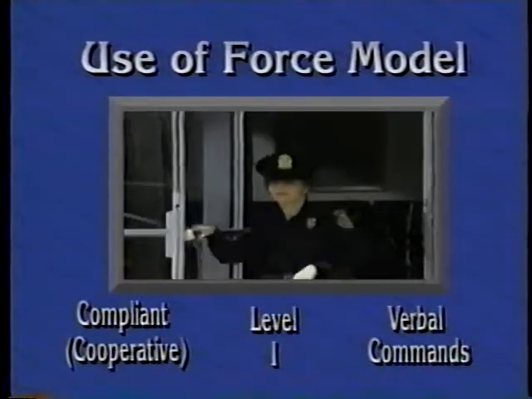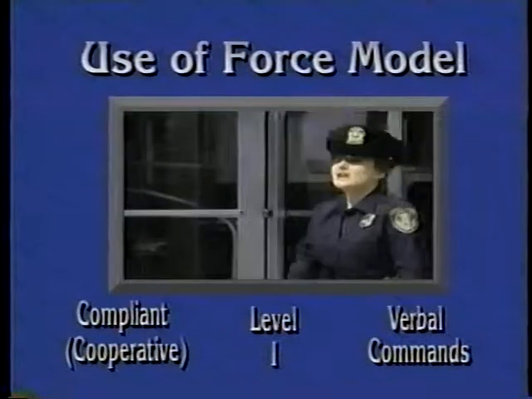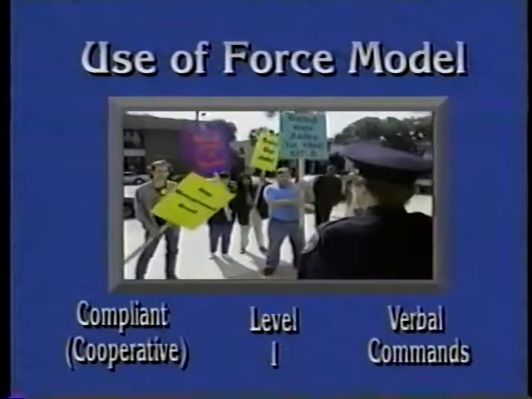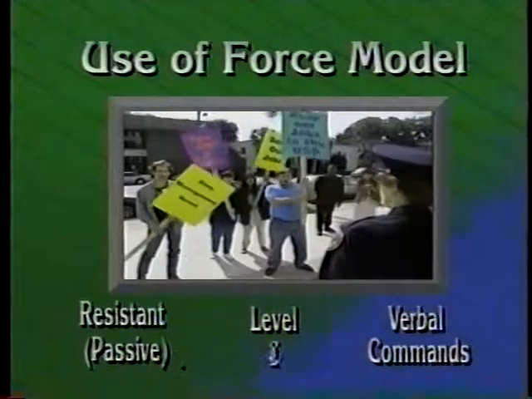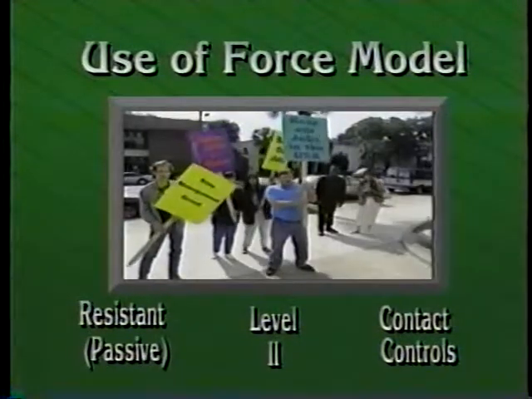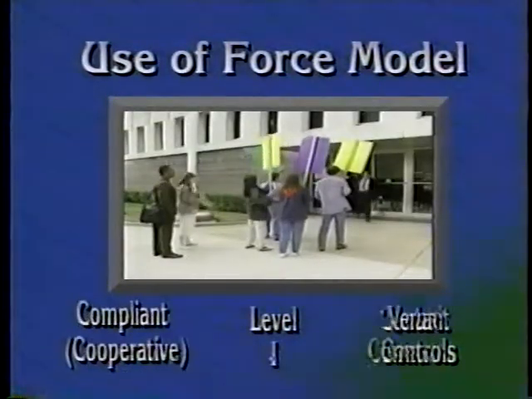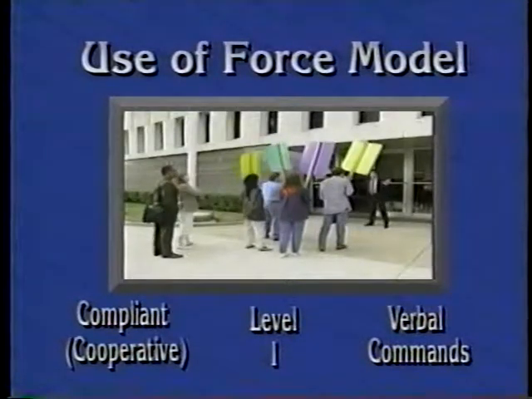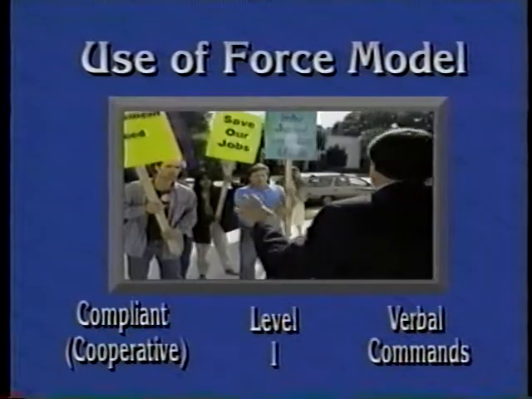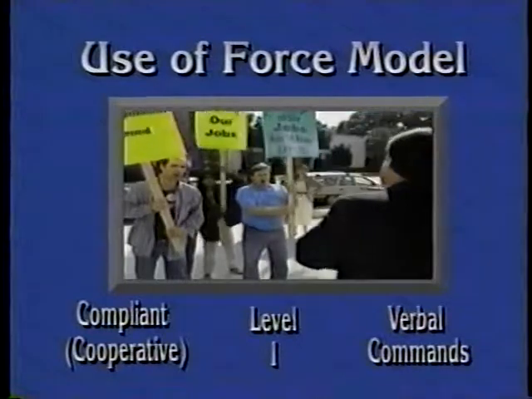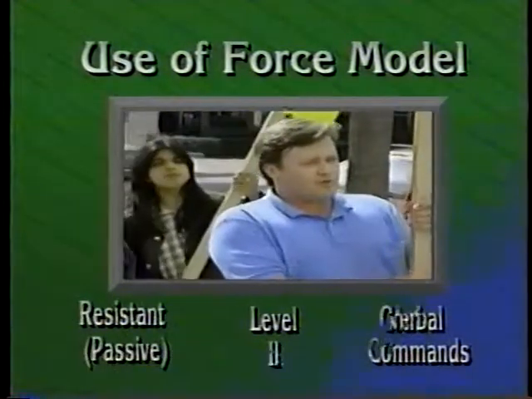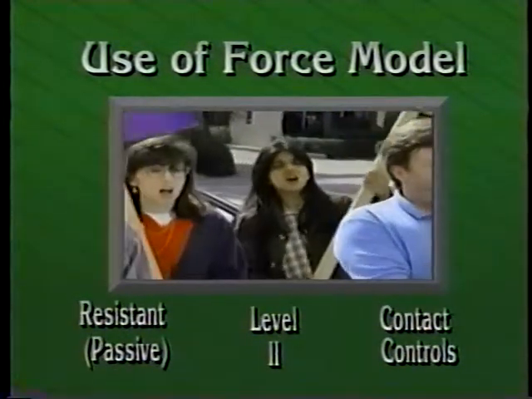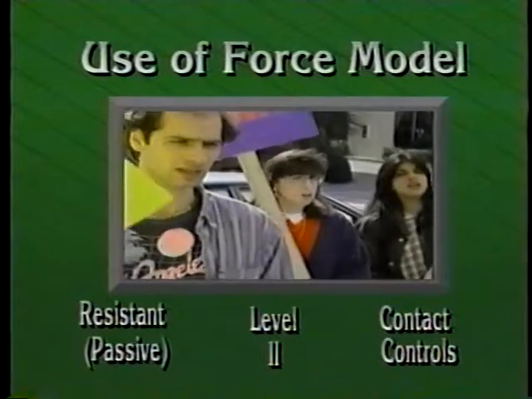Officer Bryson utilizes her communication skills in the hope they will be compliant and leave the area without incident. She is not successful in that attempt. When Special Agent Hale arrives on the scene, he again starts on the first level, trying to resolve the problem by gaining their compliance. We know that didn't work either. The demonstrators continue in their posture of passive resistance.